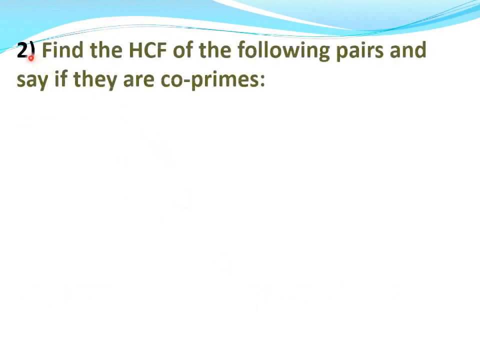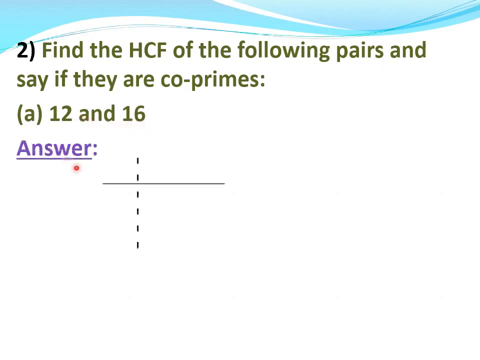Now, question number 2. Find the HCF of the following pairs and say if they are co-primes. A part 12 and 16. We have to find the HCF of 12 and 16 and then say if they are co-primes. Answer. Make lines like this. Write 12 and 16 here. Now factorize 12 and 16 by common prime factor. See, 12 and 16. Both numbers are divisible by 2. Write here 2. See, 2 multiply 6 equal 12. 2 multiply 8 equal 16.